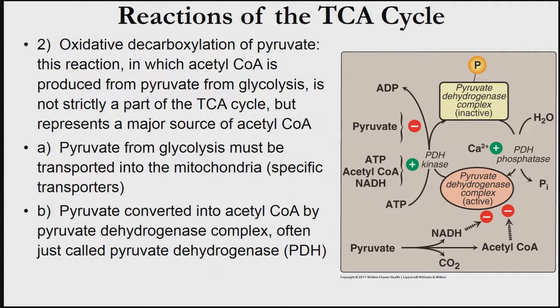Pyruvate dehydrogenase is in the mitochondria, so we have to move pyruvate in there, and you do have transporters. And we're going to convert that pyruvate into acetyl-CoA. Acetyl-CoA is the starting component for the TCA cycle, along with oxaloacetate. The oxaloacetate comes from the cycle. It's just there all the time, the skeleton. So the acetyl-CoA is what's going to feed into it.